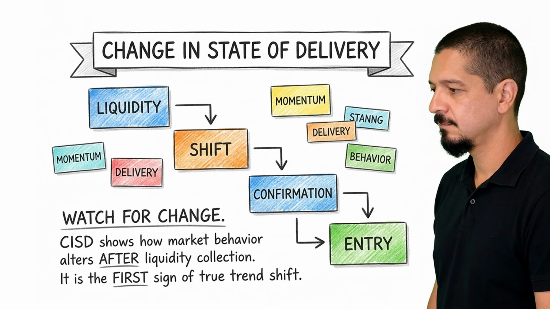But confirmation does not always begin with a clear structural break. Sometimes the first clue appears in how price is delivered after liquidity has been taken. That is why the next concept is so important: change in state of delivery, or CISD.